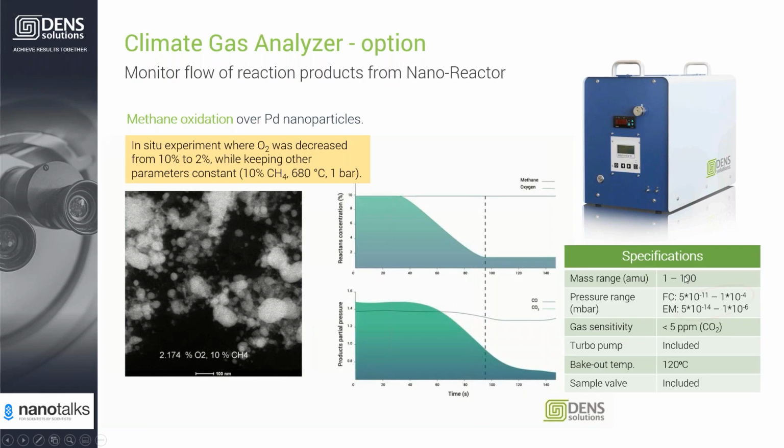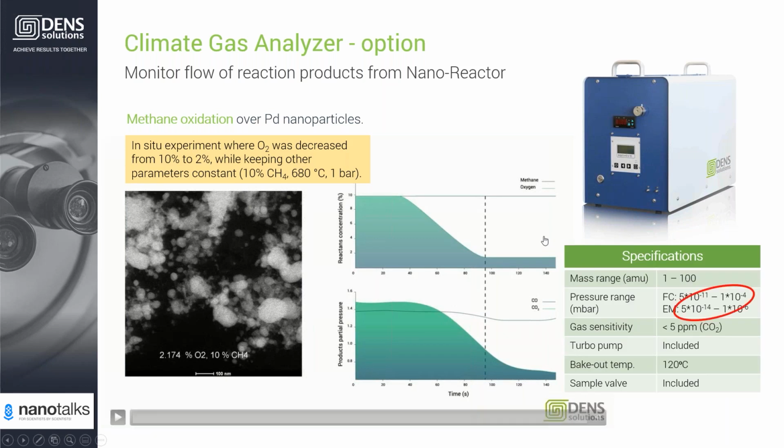So this gas analyzer has a specification with a very wide range of partial pressure sensitivity, because it's using 2 different detectors, the electron multiplier and the Faraday cup. So partial pressures between 10⁻¹⁴ and 10⁻⁴ millibar can be detected here.